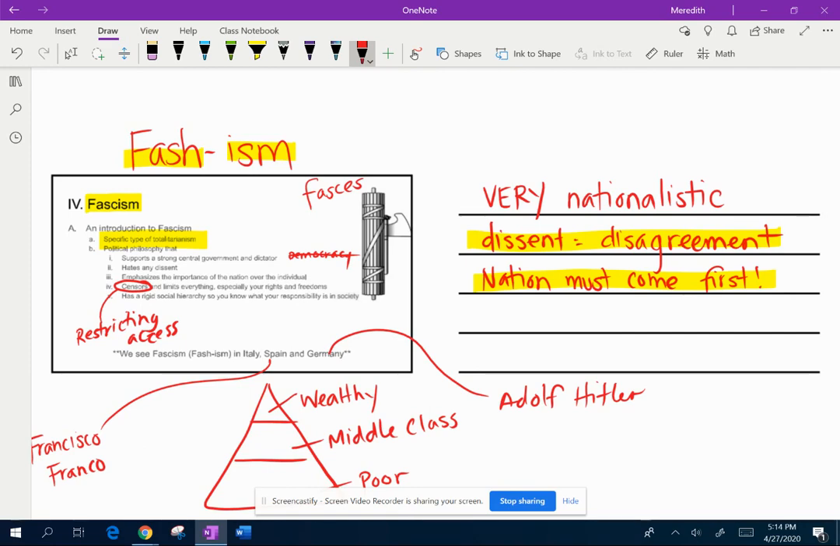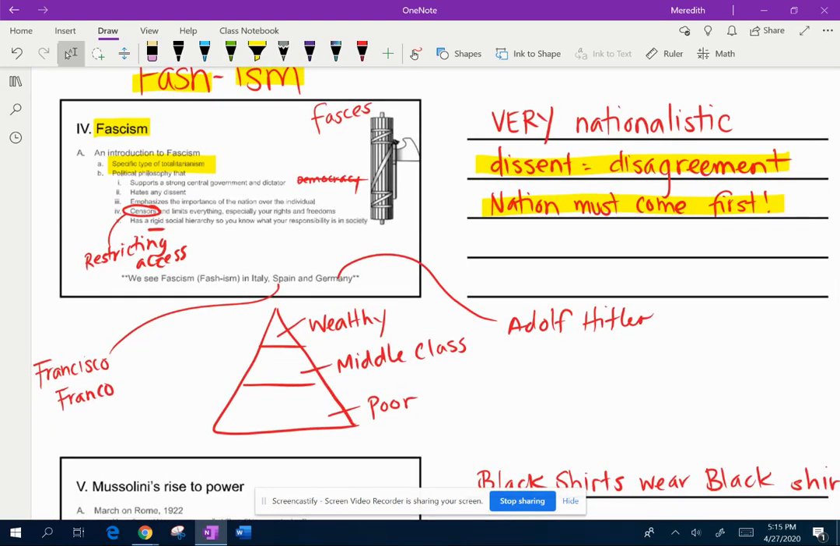Fascism itself has a very rigid, very strict social hierarchy, and they like that so that you know where you fall in society, so you don't get crazy thinking that you deserve more. Here I've got my nice little hierarchy triangle, right? At the very top, you have the super wealthy, the middle class in the middle, and then the poor at the very bottom. If you're poor, you're expected to work all day, every day. In the middle class, you're supposed to have an easier time of things, and the wealthy an even easier time. So these are the ideas behind fascism.